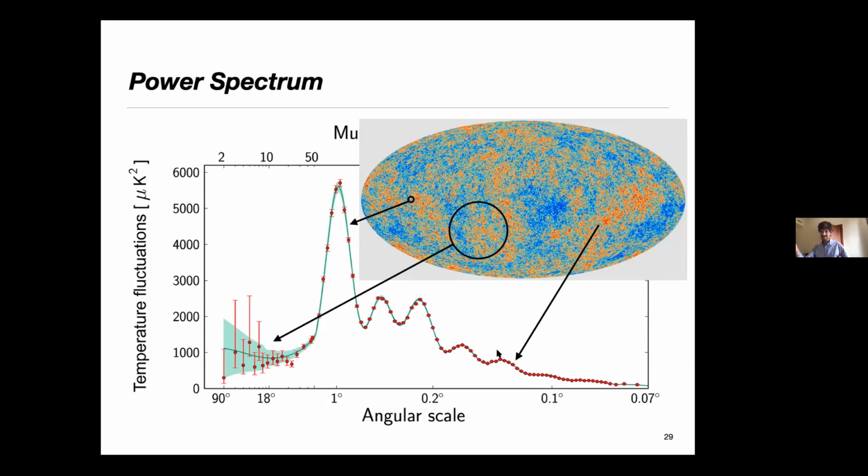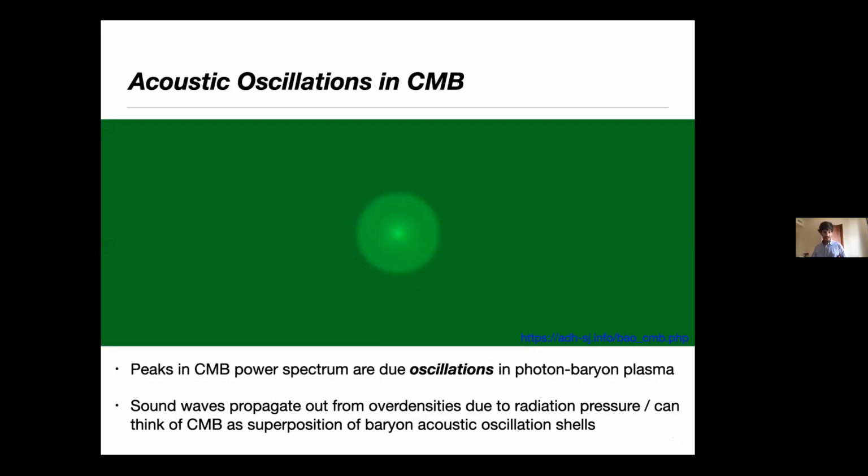What physics determines the fact there's this big peak, and then why there are these subsequent peaks? So it turns out that this is actually a sign of these oscillations that happened in the early universe. In the early universe, there were these pressure waves that flowed out from overdensities. And you can reproduce the pattern in the CMB if you just overplot a bunch of these shells of sound waves propagating out.